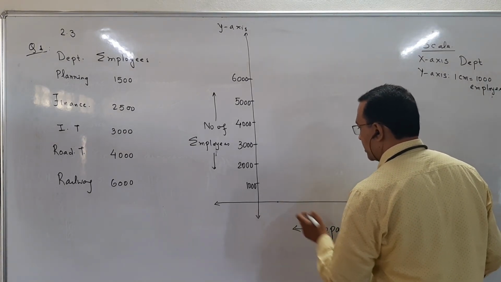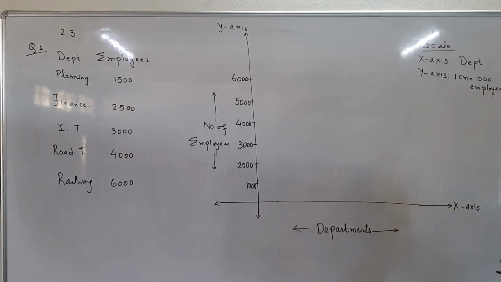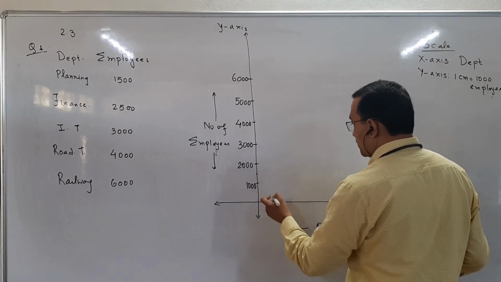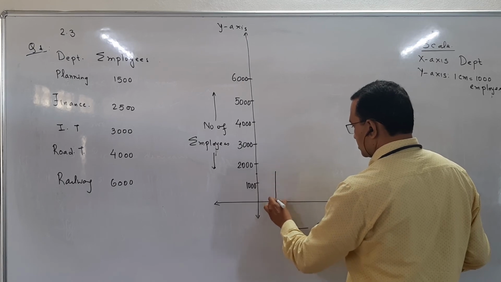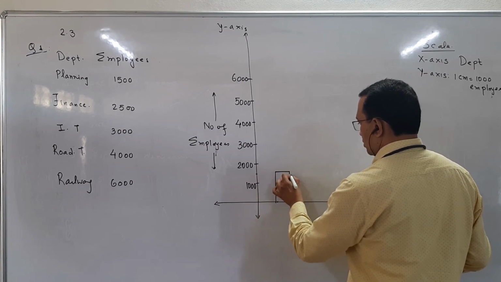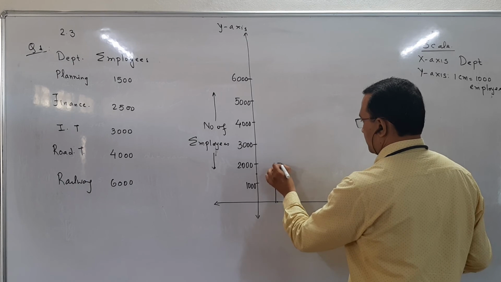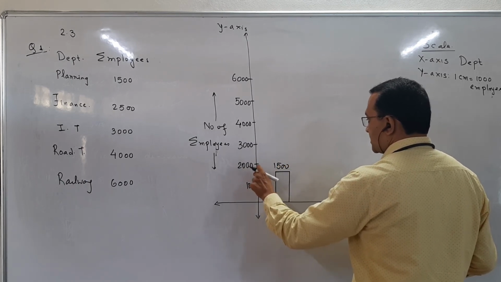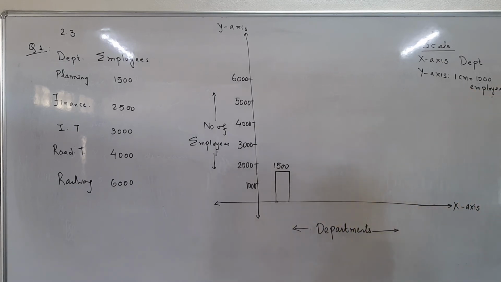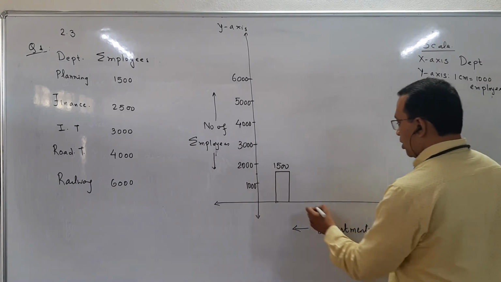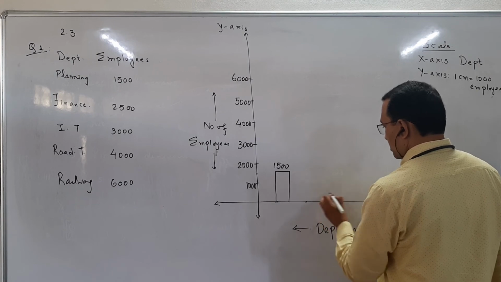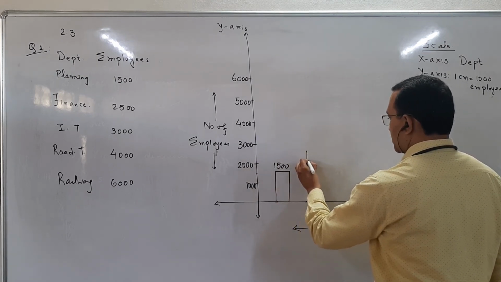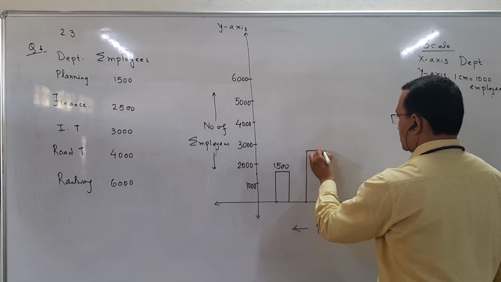Now leave 1 box. How many boxes do you leave? 1. Now for planning it is 1500. Now 500 will be exactly in between the box. So draw a bar to that height and write here 1500. Between 1000 and 2000, exactly in a box, there will be a middle line. Then leave 1 box. Then 2500, again between 2000 and 3000.